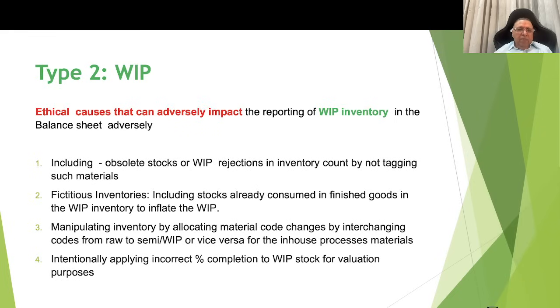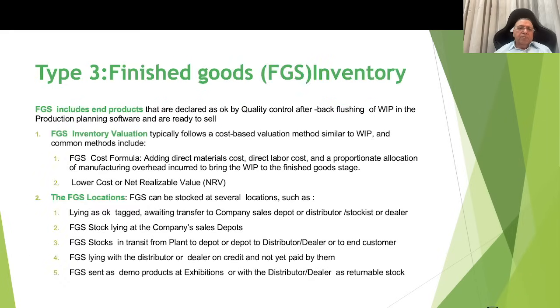Number three, manipulating inventory by allocating material code changes by interchanging the codes from raw material to semi and WIP or vice versa for the in-house processed materials. Then fourth, intentionally applying incorrect percentage completion to the WIP stock for valuation purposes.